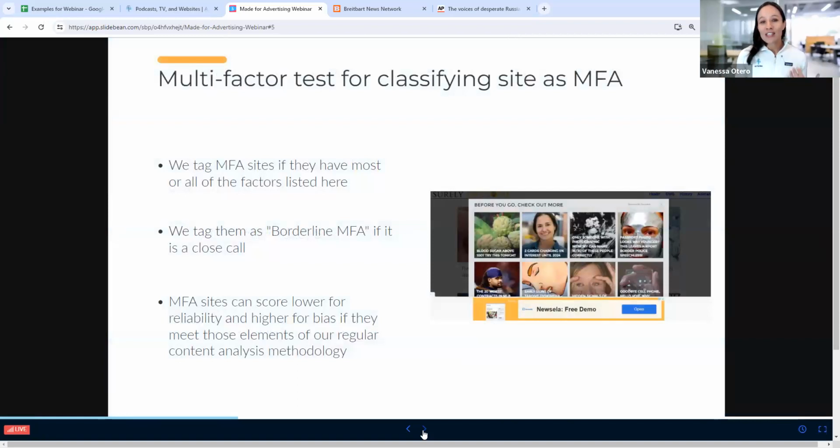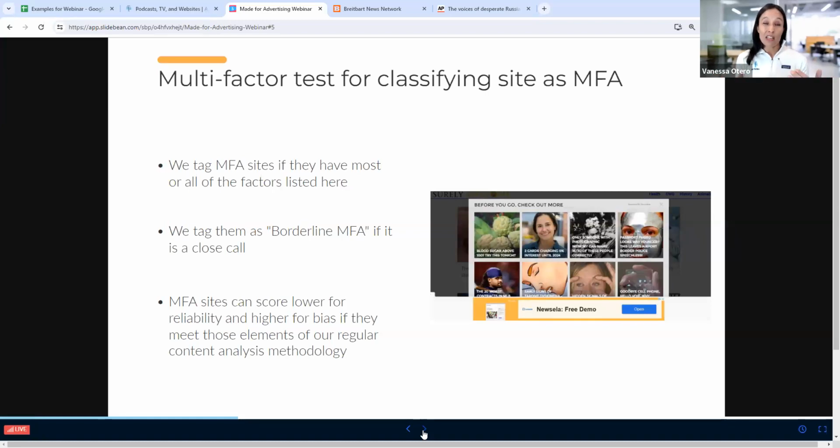We have a multi-factor test for classifying sites as MFA, made for advertising. I'll go through all these factors in the next few slides. We tag sites as MFA if they have most or all of the factors listed here. We have about 8 main factors, and then sub-factors under those. But we do have a category called borderline MFA, because sometimes it's a close call. Maybe they'll have 4 or 5 of the characteristics of the 8 factors, and we can't definitively say it is or it's not MFA. And there are quite a few that fall into there.